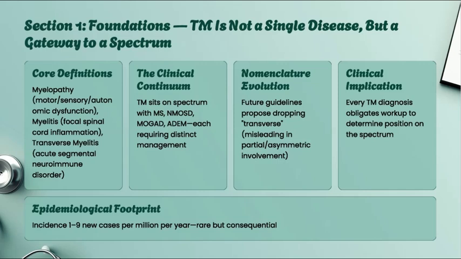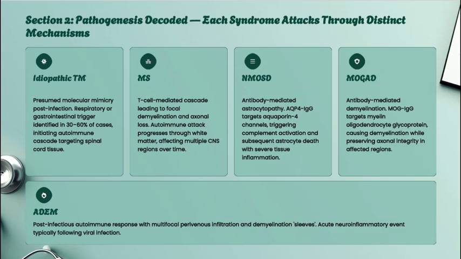Epidemiologically, these conditions are uncommon, with incidence estimates around 1 to 9 new cases per million annually, but their consequences are potentially severe. Although these syndromes may look clinically similar, their immunopathology differs significantly. Understanding this matters because treatment choices depend on the underlying biology. In idiopathic inflammatory myelitis, the presumed mechanism is autoimmune inflammation, often triggered by molecular mimicry following a preceding infection. Respiratory or gastrointestinal infections are reported in a significant proportion of cases.